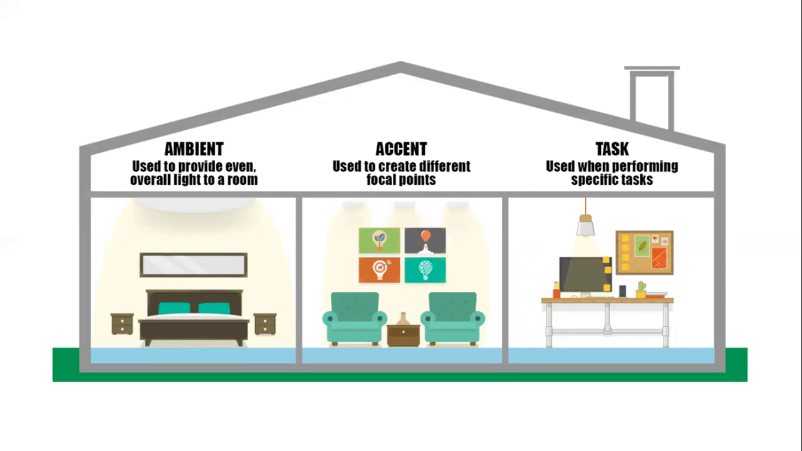So accent is more on the focus or the focal points, giving much emphasis on a specific feature. When a task is mainly functional, if you are performing some work or tasks, then basically what you need is task lighting. So I'll show you the electrical lighting symbols which are commonly used.